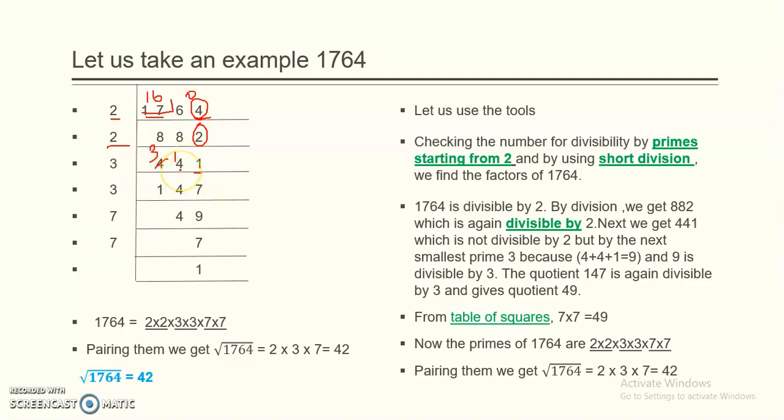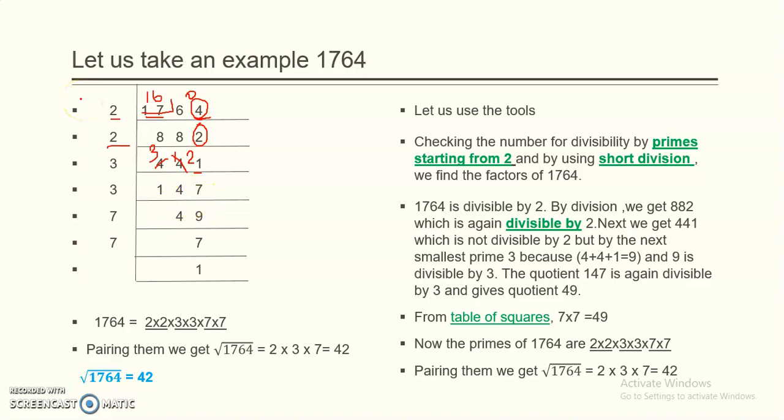Now 3 goes into 14 4 times. 3 4s are 12. Now what is left over here? 2. The remainder is carried over to the next digit. So 3 7s are 21. So you get the answer 147.